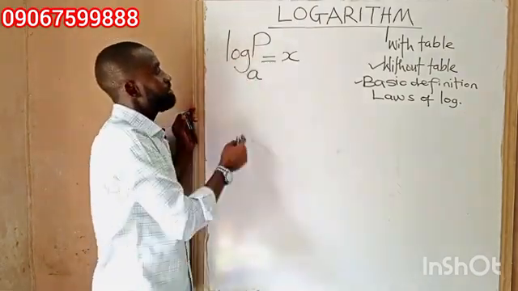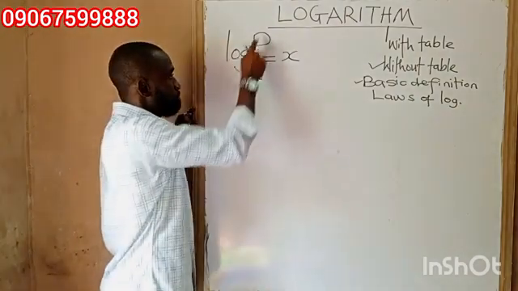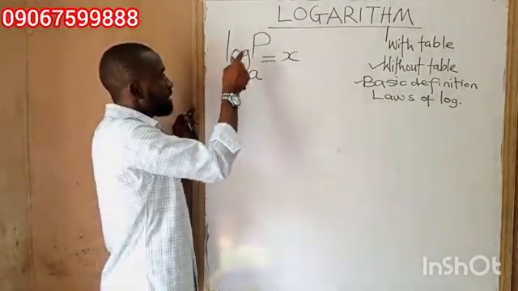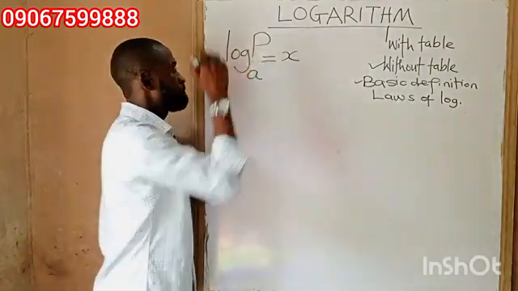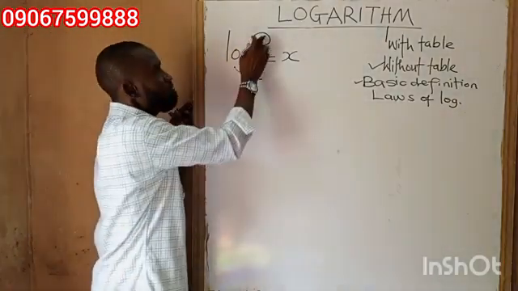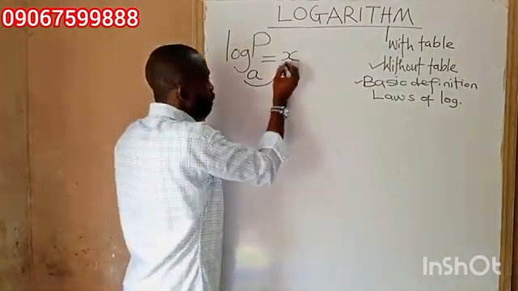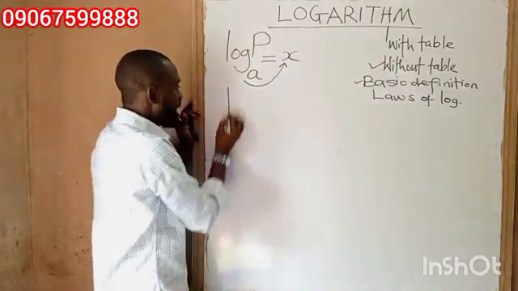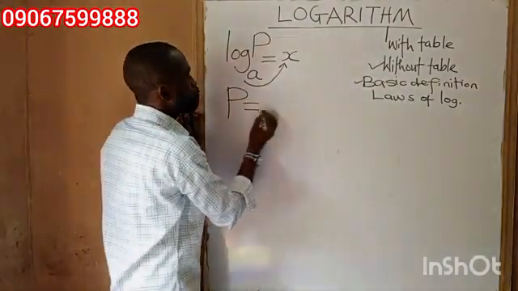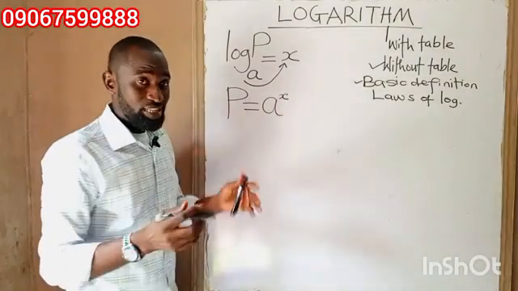This reads log p base a. Pay attention. Log p base a, or I can say log a of p, but I prefer the first one, log p base a. So it means if p wants to stand alone, this a must raise this one up. I'm going with the basic definition first. So p standing alone will be equal to a raised to the power of x.